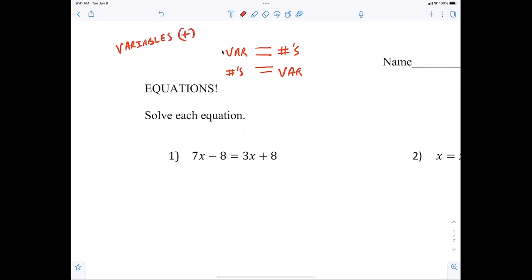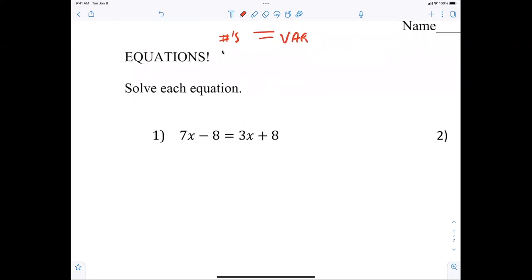Variables I try to keep positive. All right. Now, what does that mean? All right. First thing now, we're going to look at question number one.